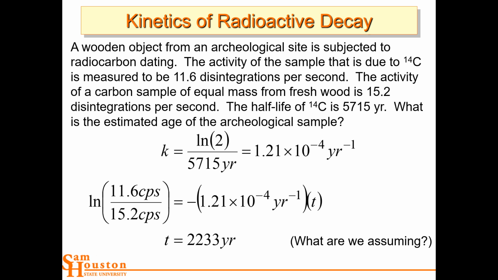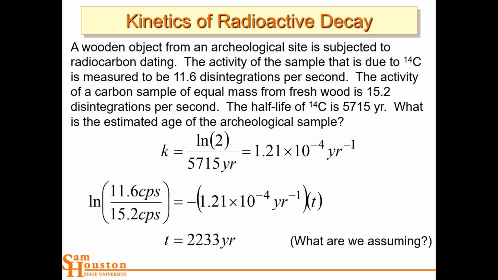And so here's an example that we use. With the kinetics of radioactive decay, we can use this to date objects. A wooden object from an archaeological site is subjected to radiocarbon dating. What does that mean? We take that sample and put it in a spectrometer and measure its disintegration rate related to carbon-14, and it comes out to be 11.6 disintegrations per second. Then the activity of an equal mass of fresh wood is measured at 15.2 disintegrations per second. And we know the half-life of carbon-14 is 5715 years. So what's the estimated age of this archaeological sample?